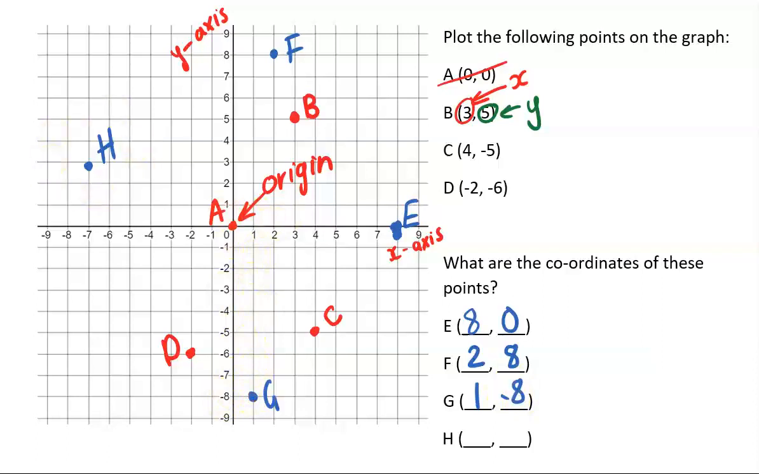Our last point here is point H. First thing we do is the x-coordinate. How far across is it? Well, if we come across until we're in line with it, negative 7. So our x-coordinate is negative 7. And our y-coordinate, well, we're going up, so that's going to be positive. It's above the line. We need to know how far up it is. Well, if we come up our y-axis, it's in line with 3. So the y-coordinate is 3. So always remember that you plot your x or your horizontal coordinate first, and then your y coordinate second.